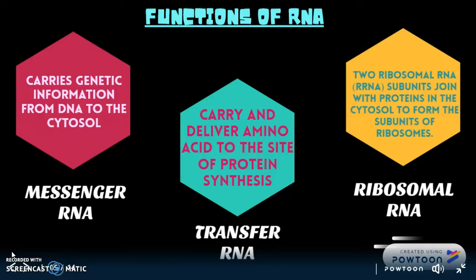Transfer RNA is a carrier molecule for amino acids, delivering them to the site of protein synthesis. As there are 20 different amino acids, there are also 20 different types of transfer RNA. The next one is ribosomal RNA. There are two ribosomal RNA subunits joined together with proteins in the cytosol to form the subunits of ribosomes.